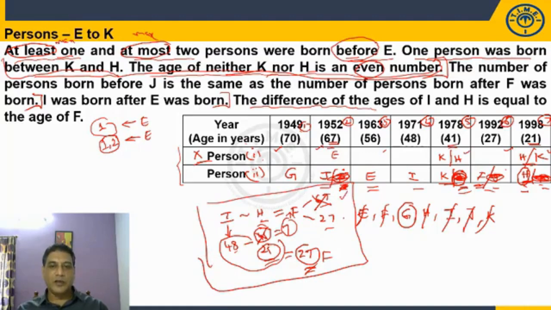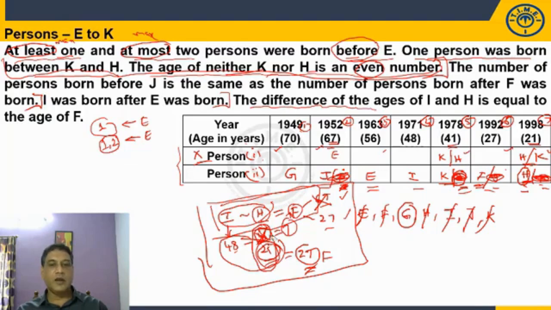Now this is the little critical part of this entire puzzle. F has two possible ages. H has two possible ages. The only clue is that the difference between I and H should be equal to F. So we have checked every possibility, and we came to the conclusion that only when the age of H is 21 can this condition be satisfied. When H is 41, the age of F should be 7. That is not possible because no one is 7 years old. So that's how we have eliminated 41 for H. We were left with only 21.